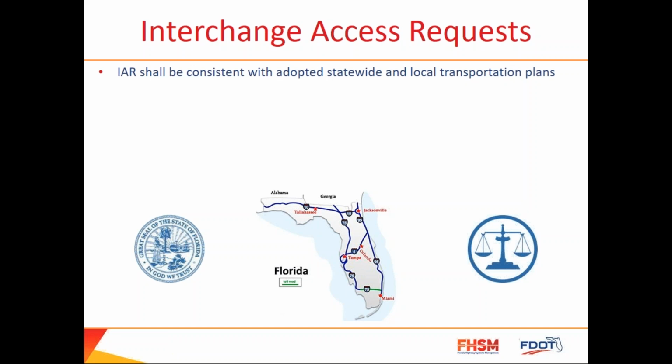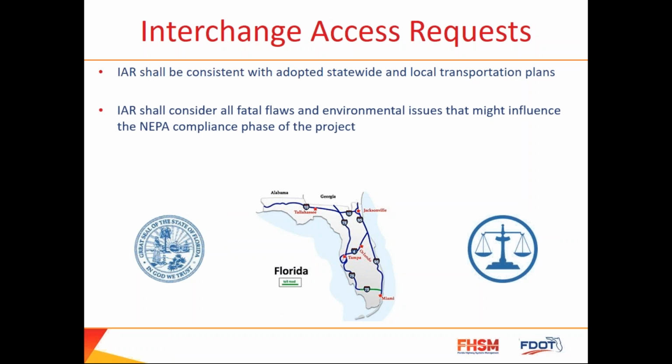Interchange access requests shall be consistent with adopted statewide and local transportation plans. It shall consider all fatal flaws and environmental issues that might influence the NEPA compliance phase of the project. And a funding plan must be in place prior to the approval of the IAR proposal.